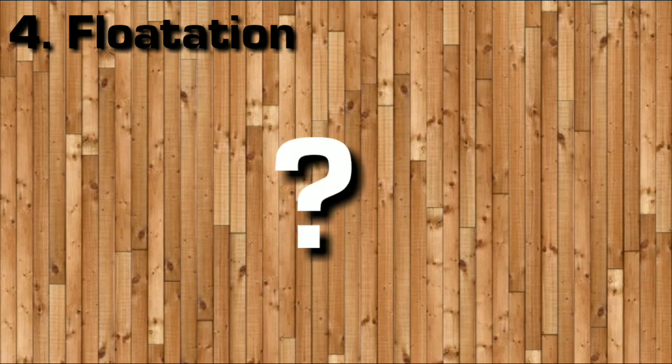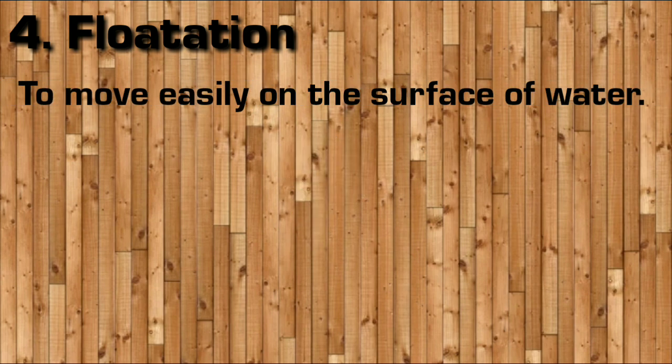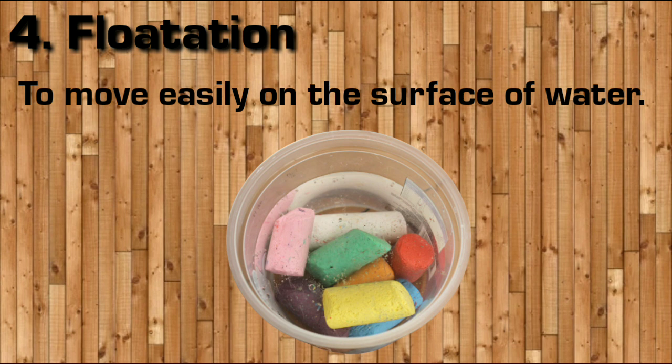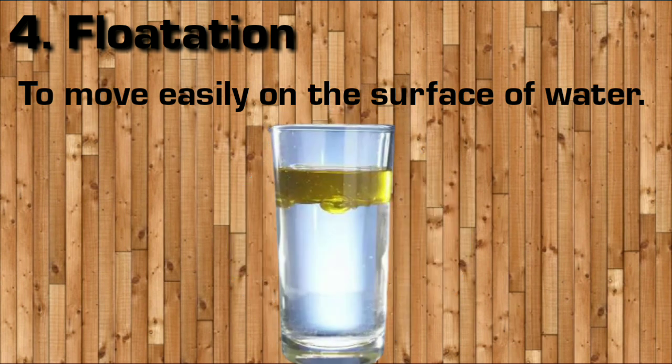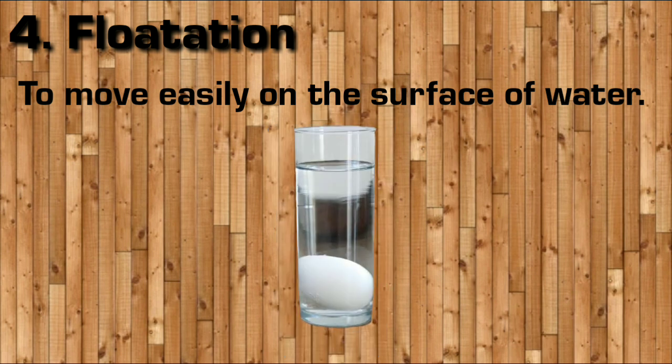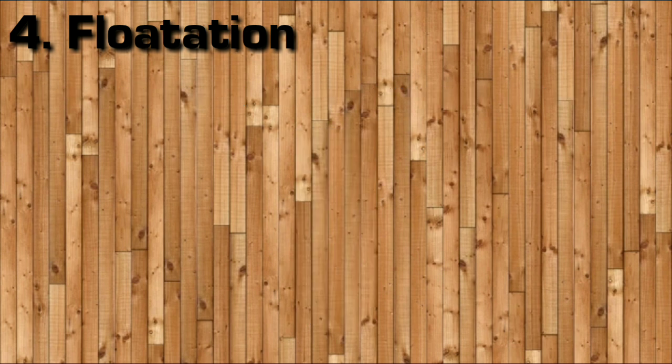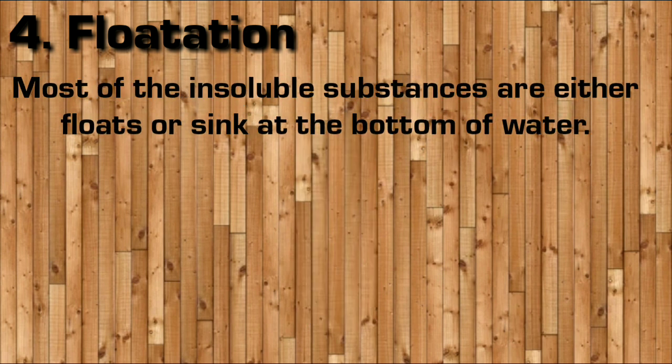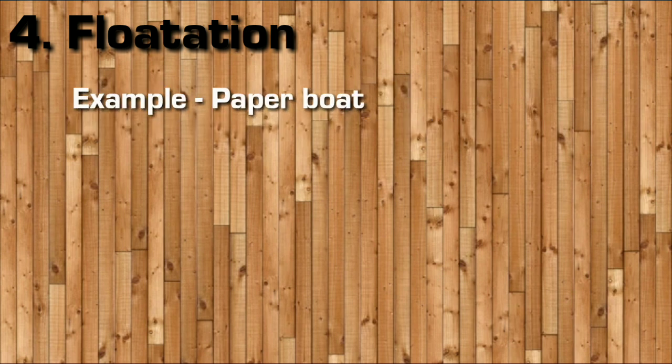Fourth one is flotation. What do you mean by flotation? Float means to move easily on the surface of water. As per our previous discussion about solubility, we noticed some substances were insoluble in water, and some of them float on the surface of water like kerosene oil, and some of them also sink at the bottom of the glass of water like chalk. So, most of the insoluble substances either float or sink at the bottom of the vessel.